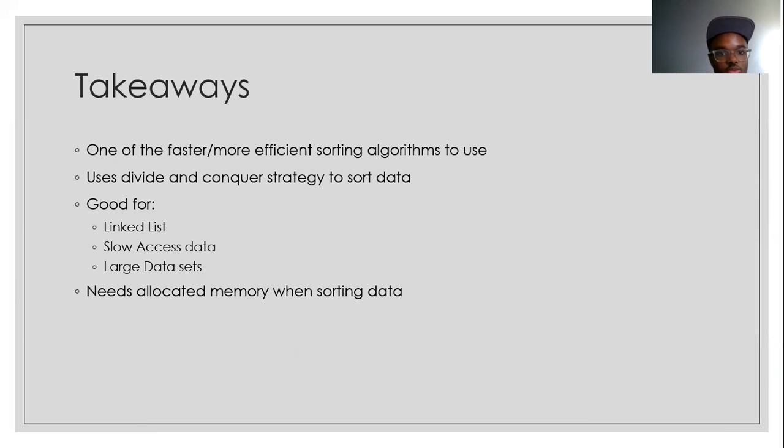Takeaways. Merge sort is one of the faster, more efficient sorting algorithms out there. You can look it up. It's proven. It uses a divide and conquer strategy to sort data. Again, it's good for linked lists, slow access data, and large data sets. But of course, it needs to allocate new memory when sorting through the data. But in the end, it's still pretty good. I recommend using it over quicksort because, even though quicksort is good for the smaller ones, if you were using a smaller data set, then of course go ahead and use quicksort. But once you get to the bigger ones, you're probably going to want to use merge sort.